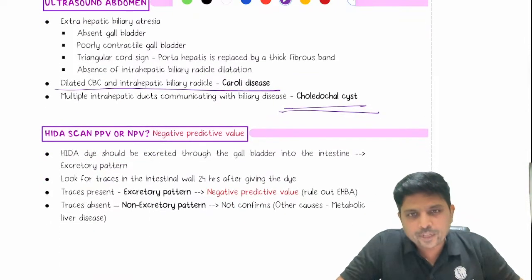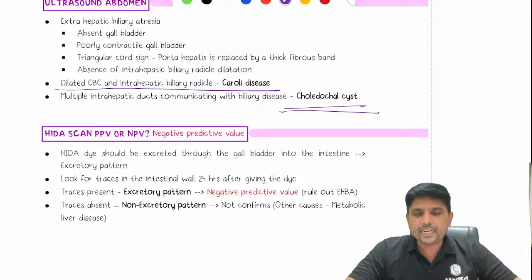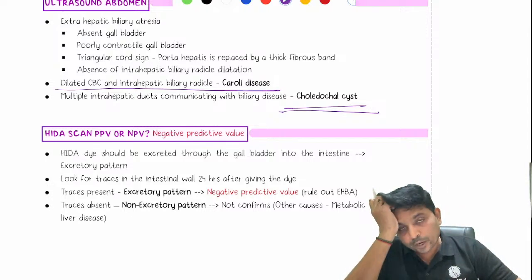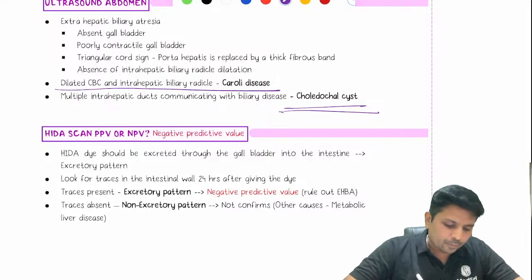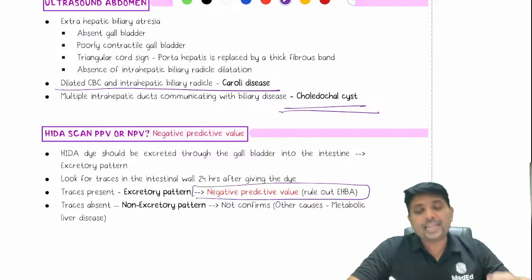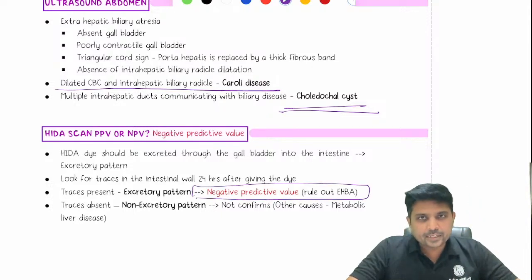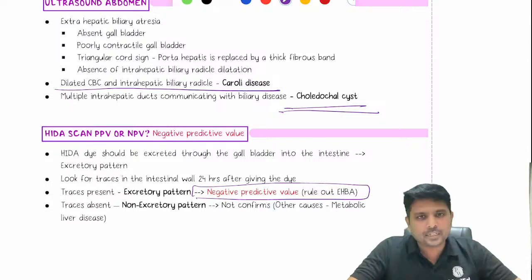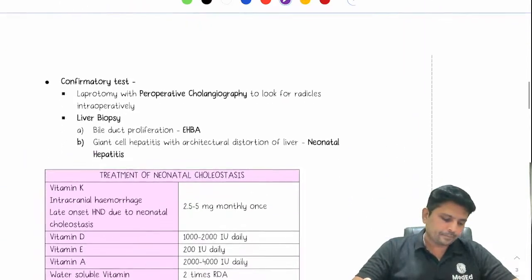And you must be knowing what is called a HIDA scan. HIDA scan means the presence of the dye in the gallbladder literally rules out extrahepatic biliary atresia. It has a high negative predictive value, like CRP. So if HIDA scan is normal, it rules out extrahepatic biliary atresia, but if abnormal it doesn't confirm. It can be due to other diseases also, right?